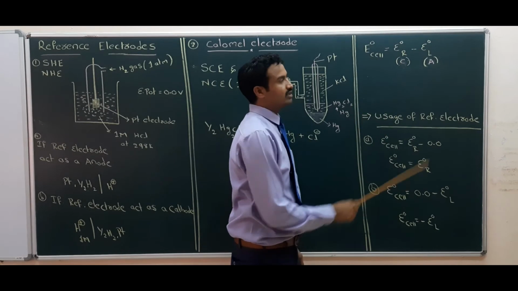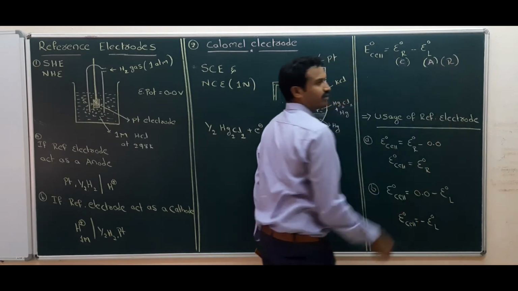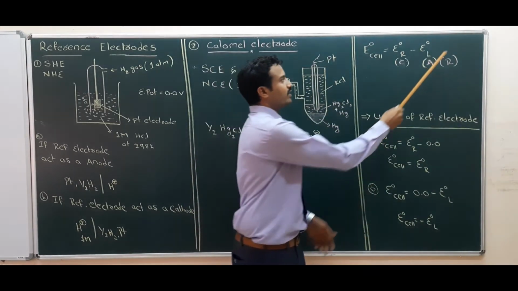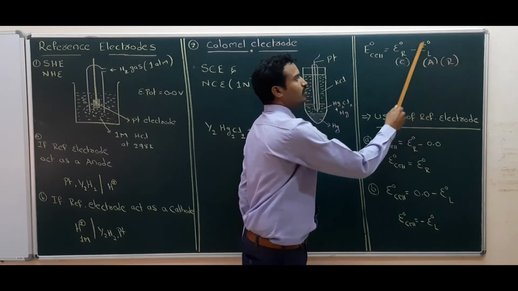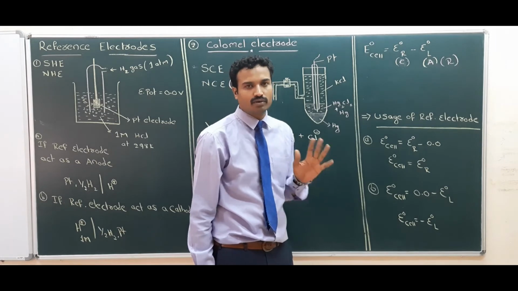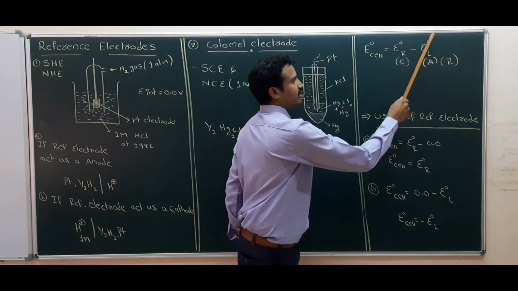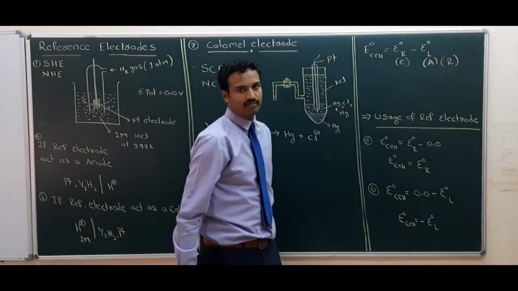Left electrode potential value, the anode electrode potential, is taken with reference to a reference electrode. A reference electrode means its electrode potential value is always known. If this value is known, we can calculate the other value easily.